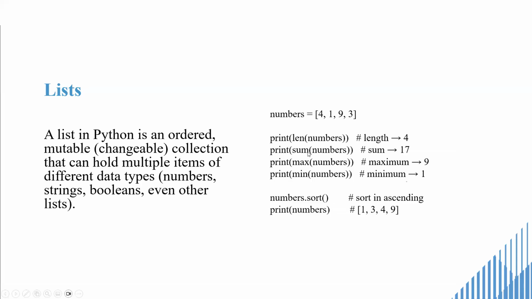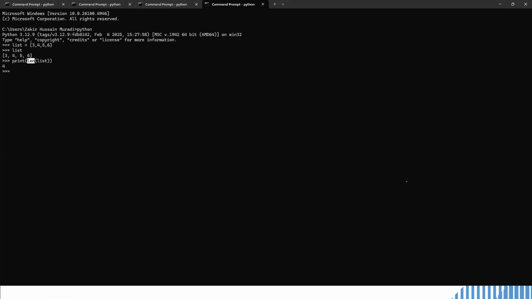And if you want to do sum, you can do sum. So you can say print sum of the list. You should keep in mind that you are using these characters, brackets. These brackets are very important. So it's 18. If you count 3 plus 4 plus 5 plus this one, it will give you 18.